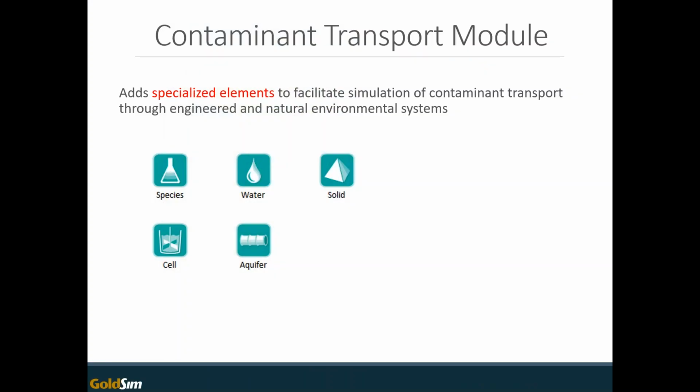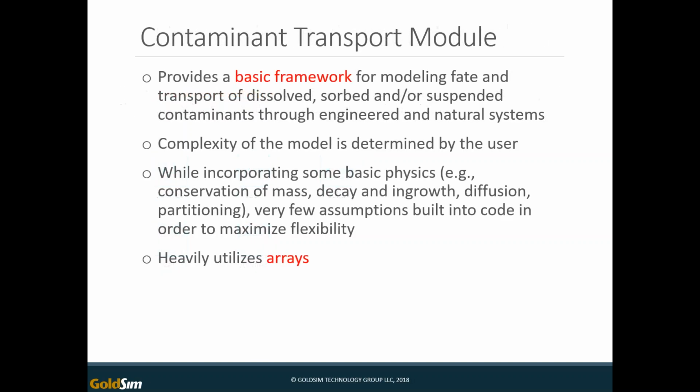So what the contaminant transport module does is it actually adds a number of elements to GoldSim. When this contaminant transport module is turned on, there's a number of elements that are added to GoldSim. This is just a few of the elements. And these elements are used to build basically contaminant transport simulations. What the contaminant transport module really does is it provides a basic framework for simulating the movement of mass through an environmental or engineered system.